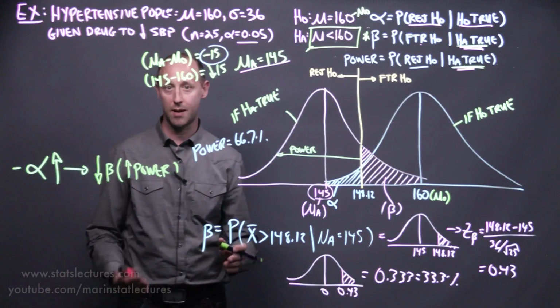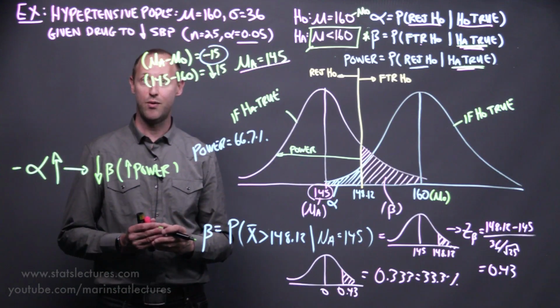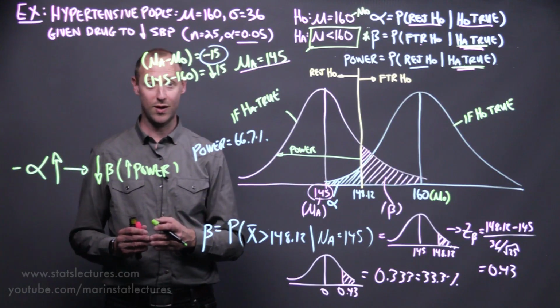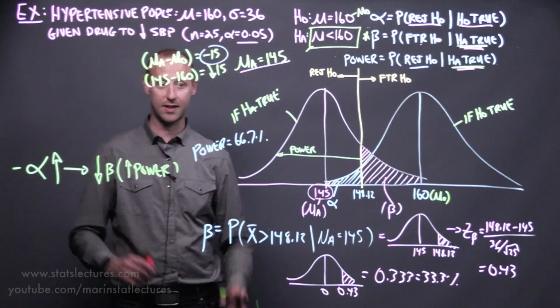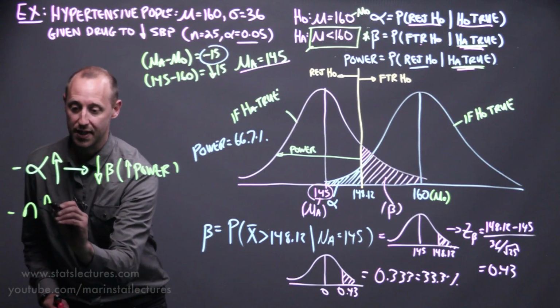And we noted this earlier, the trade-off between type 1 and type 2 error rates. If you want to have more false positives, you're going to have fewer false negatives. You want fewer false positives, more false negatives. Okay. Let's think about what happens to the sample size.